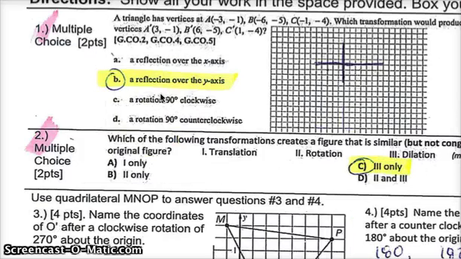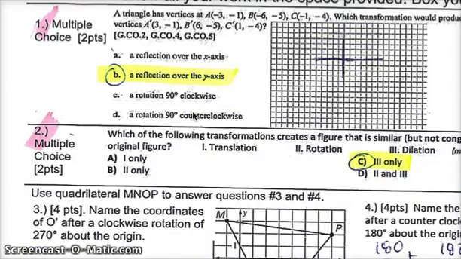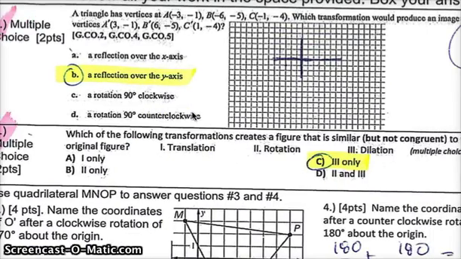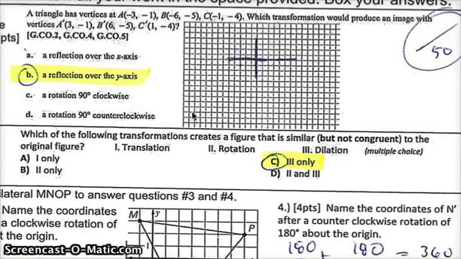Question number 2. Which of the following transformations creates a figure that is similar but not congruent to the original figure? So this is the big idea between chapters 4, 5, and 6. In chapters 5 and 6, we're talking about how all the triangles are exactly the same. But they want a transformation that creates a figure that is similar, not congruent. So similar meaning one small and one big.